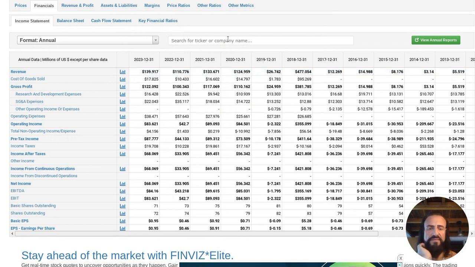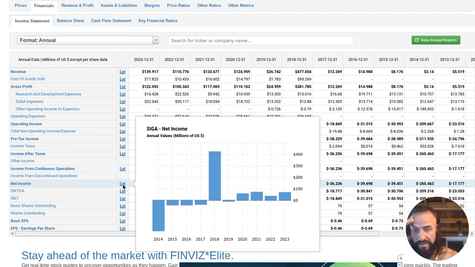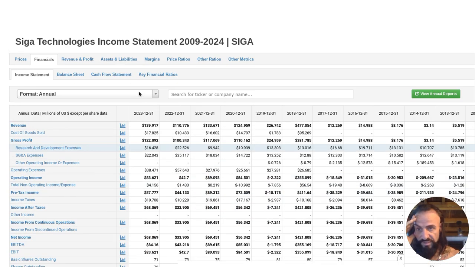In 2018 they sold about $500 million, but this company in 2023 sold about 140 million and they clear nearly 70 million. It's about 50% of net income. It looks pretty good.